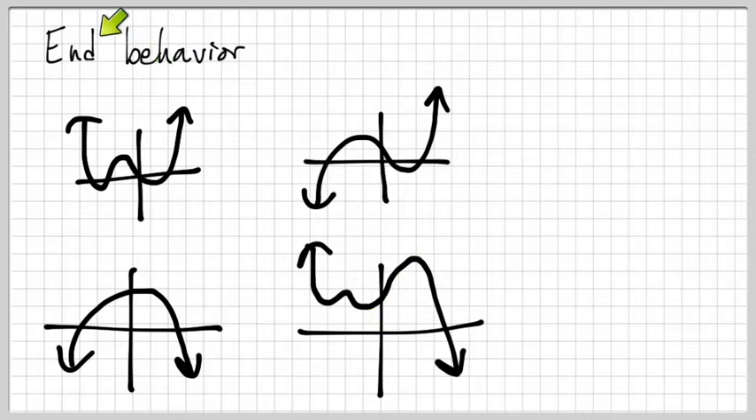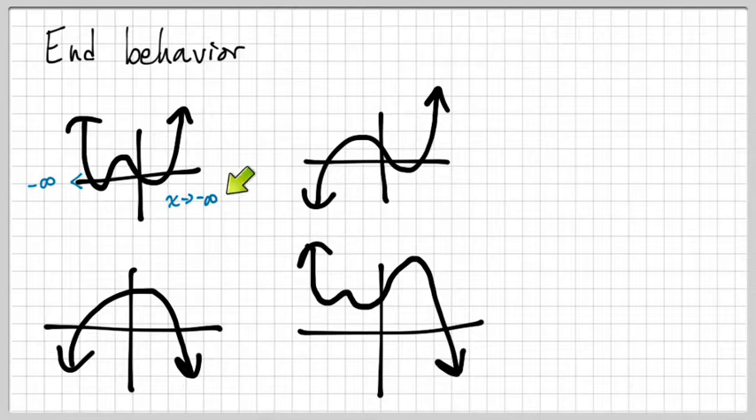Okay, end behavior. What the heck is end behavior? End behavior is talking about these arrows. Where are they pointing? So when you hear the word end behavior, you're thinking left side arrow and right side arrow. But when we're talking math, we don't say left side and right side. We have to get a little more complicated, as you know.